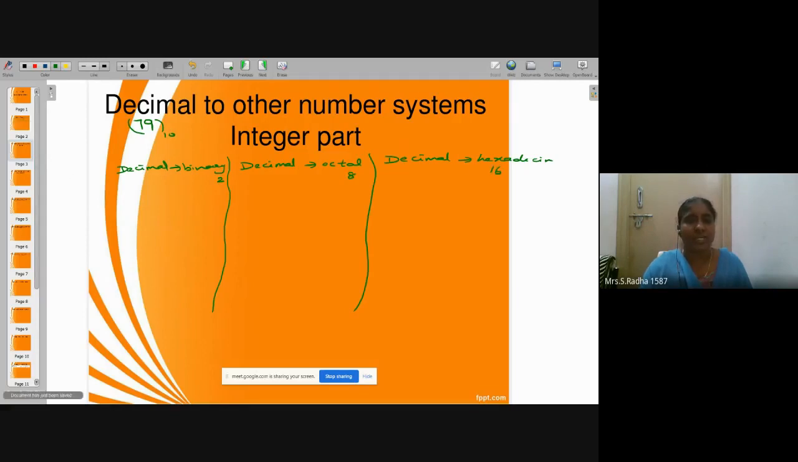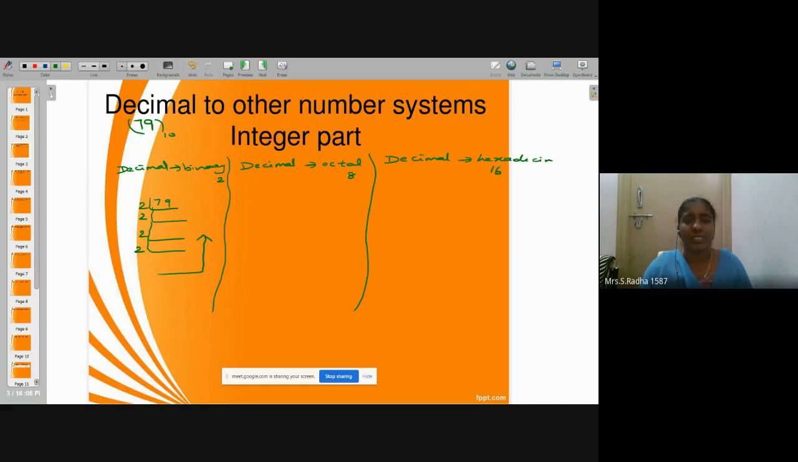For converting decimal to binary, what you have to do? You have to divide with that particular base. Divide repeatedly with the particular base until remainder becomes 0 or 1. After that, you take all the remainders bottom-up approach. Okay, this is the procedure.